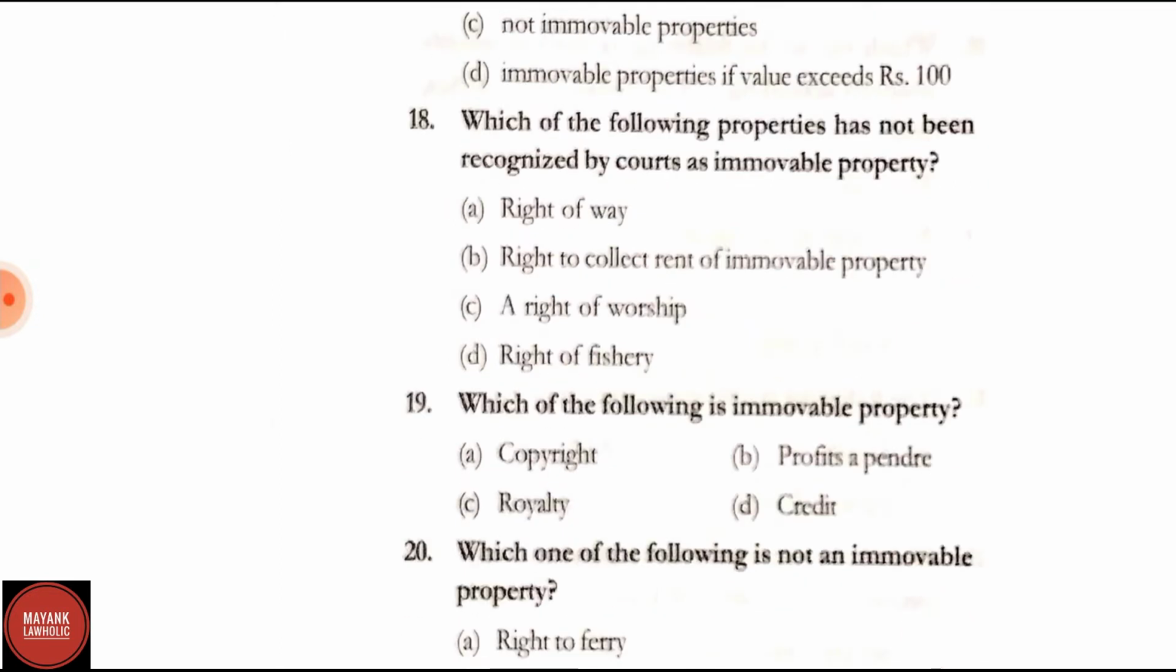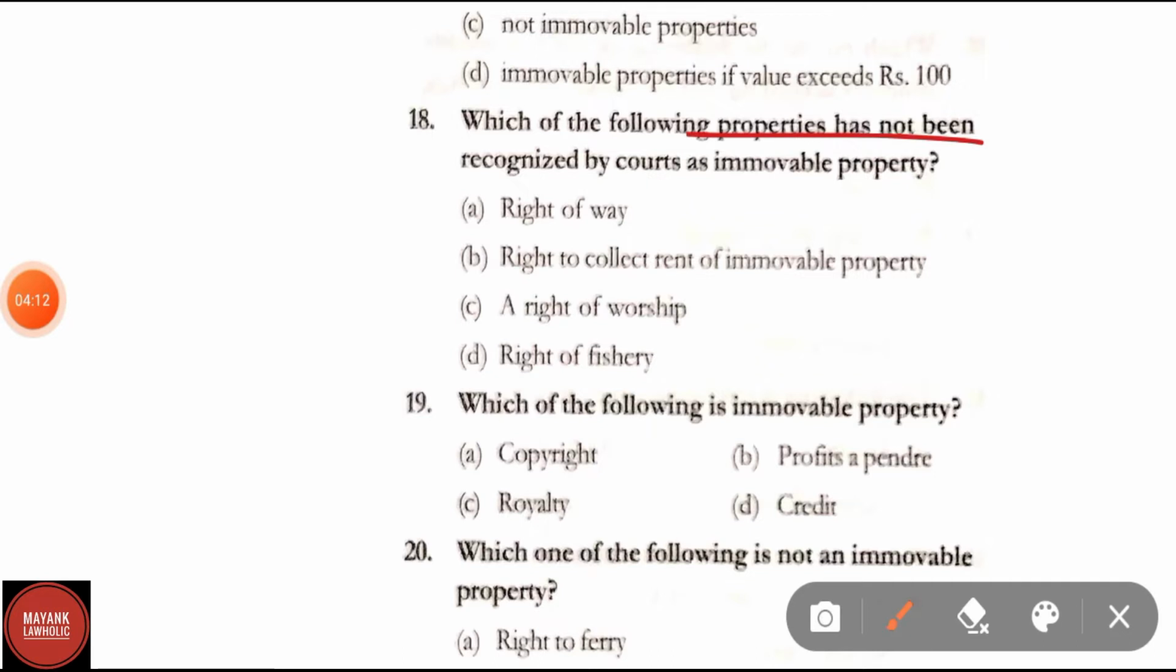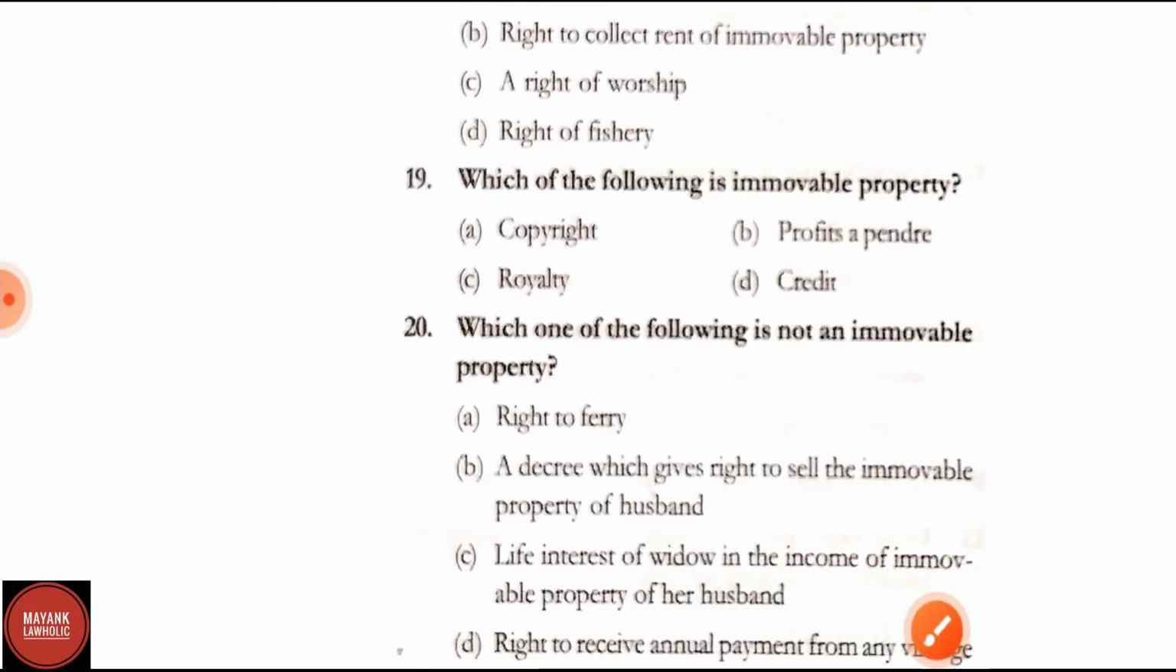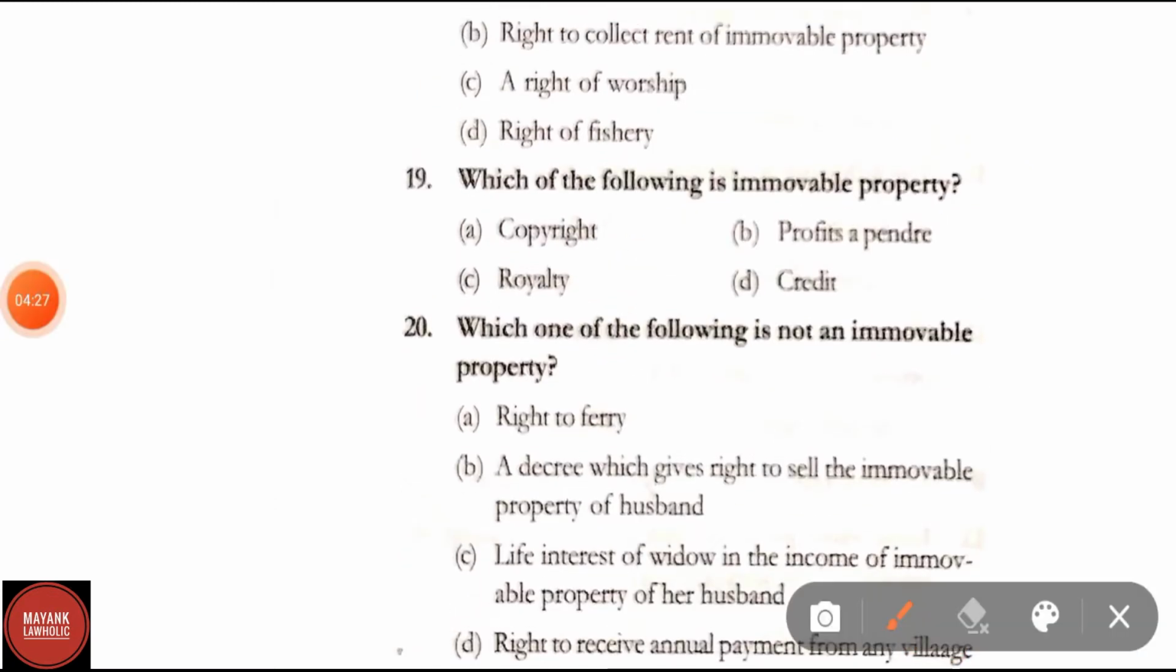Question number 18. Which of the following properties has not been recognized by court as immovable property? Right of way, right to collect rent of immovable property, right of worship, right of fishery. Correct answer is option C, that is right of worship. Question number 19. Which of the following is immovable property? Options are copyright, profit a prendre, royalty, credit. Here correct answer is option B, that is profit a prendre.